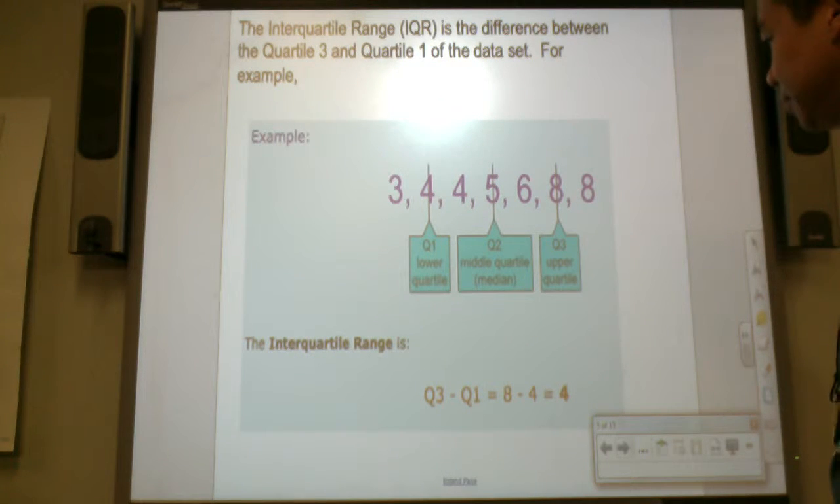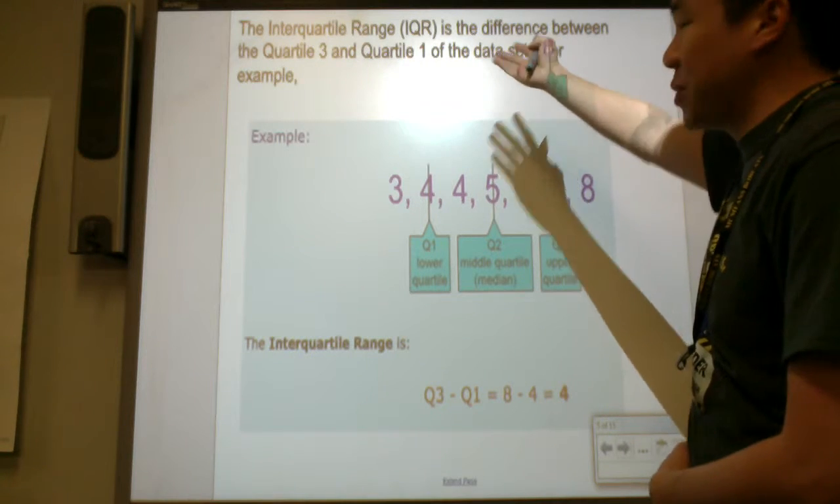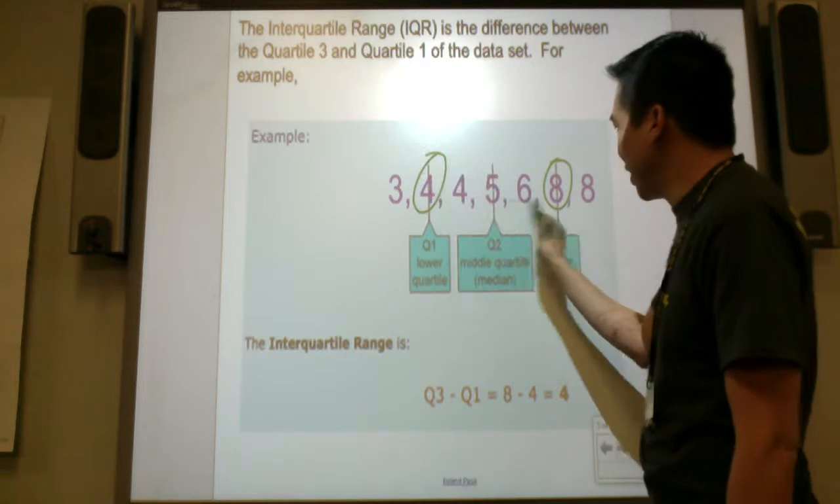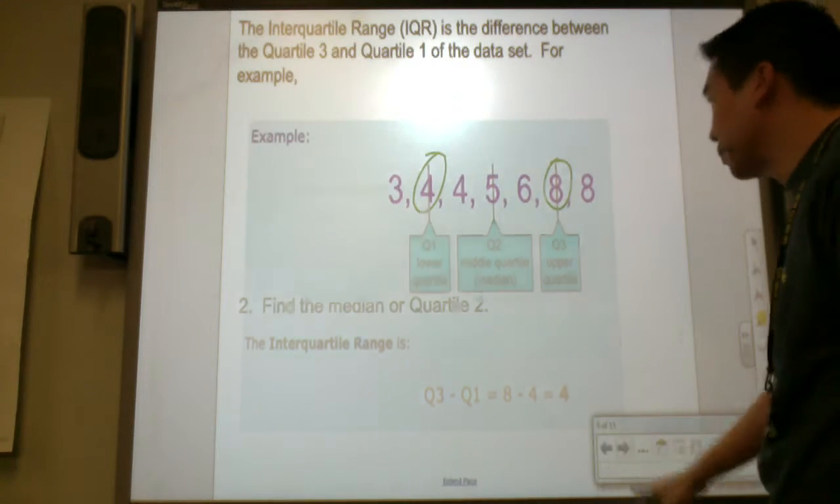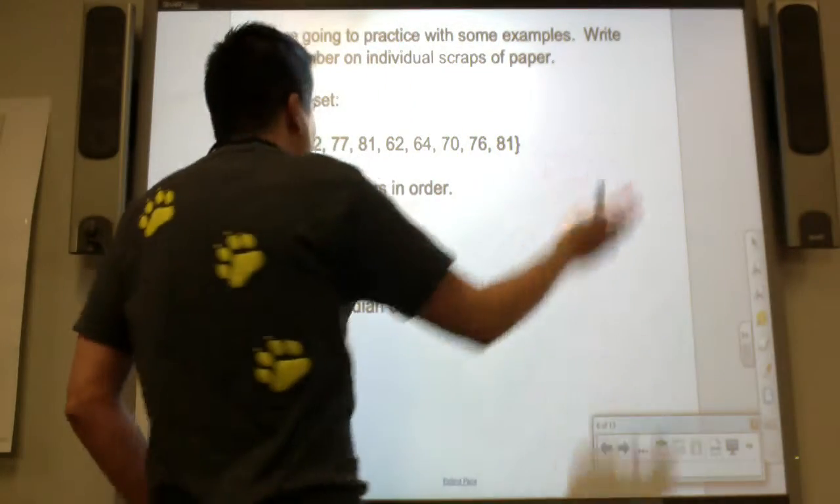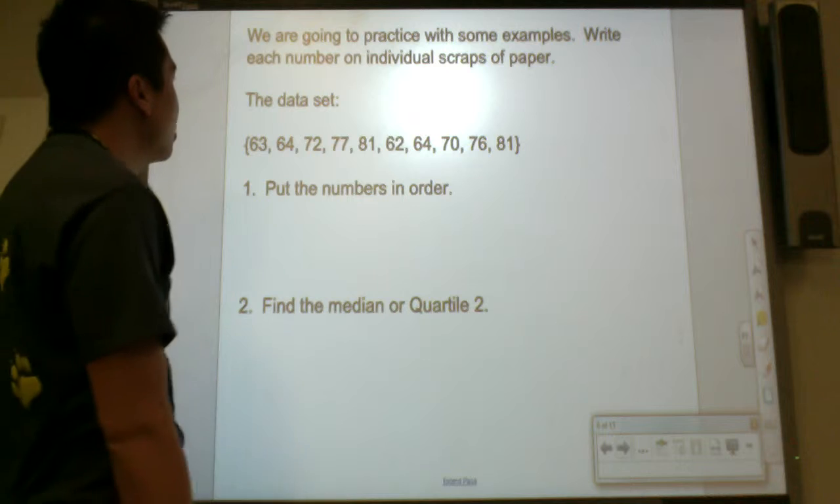So, I'm sorry, I already skipped over that. Interquartile range is the difference between quartile 3 and quartile 1. So this is quartile 3, quartile 1. You find the difference. 8 minus 4 is 4. So let's practice this out. So we have all these numbers. I would like you to put them in order from least to greatest.